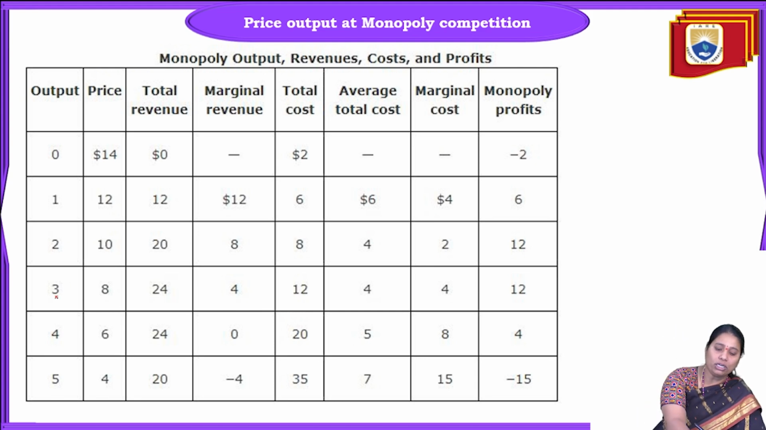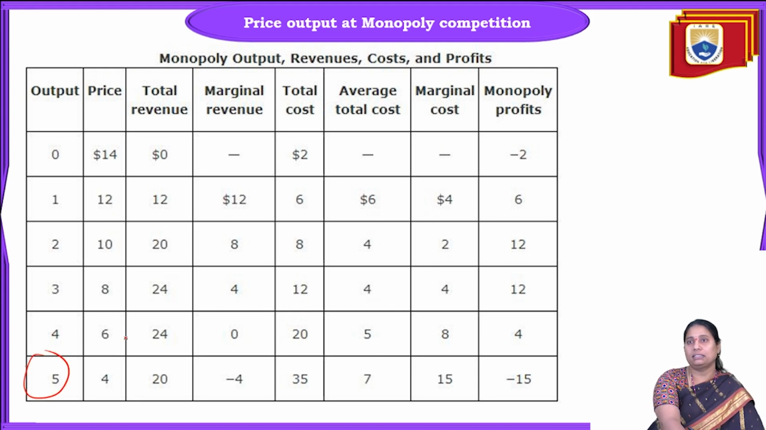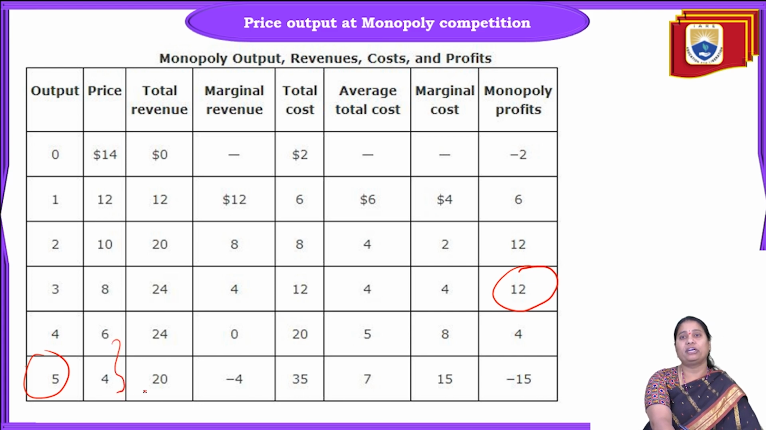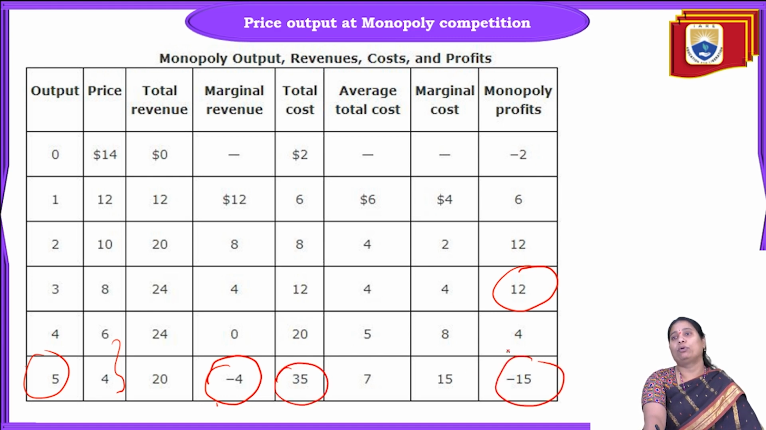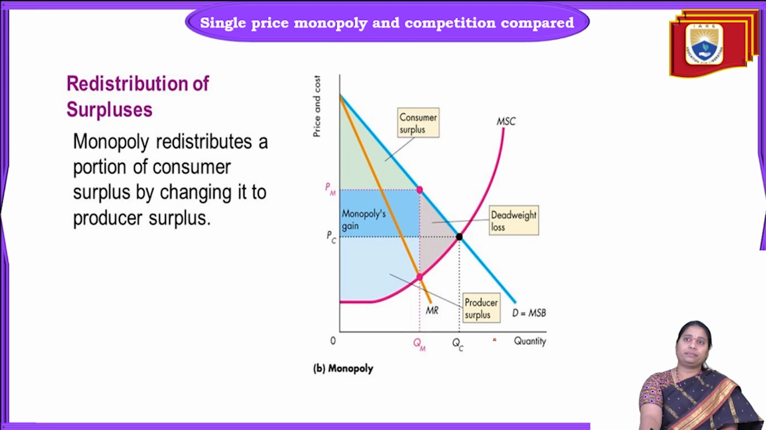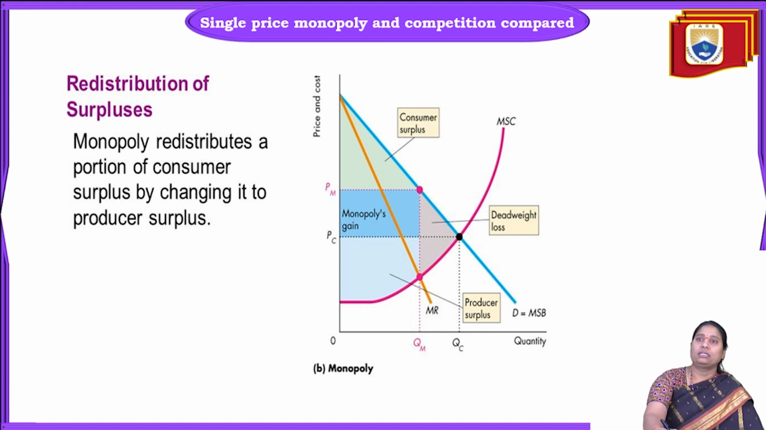Now if the total output is increasing like this, the monopoly power is also stagnant here, because the price is reducing, which means other firms might be introduced here. Whenever the marginal revenue becomes negative and the total cost is increasing, then they will lose the monopoly profits. That's why the single price monopoly and competition are compared here.